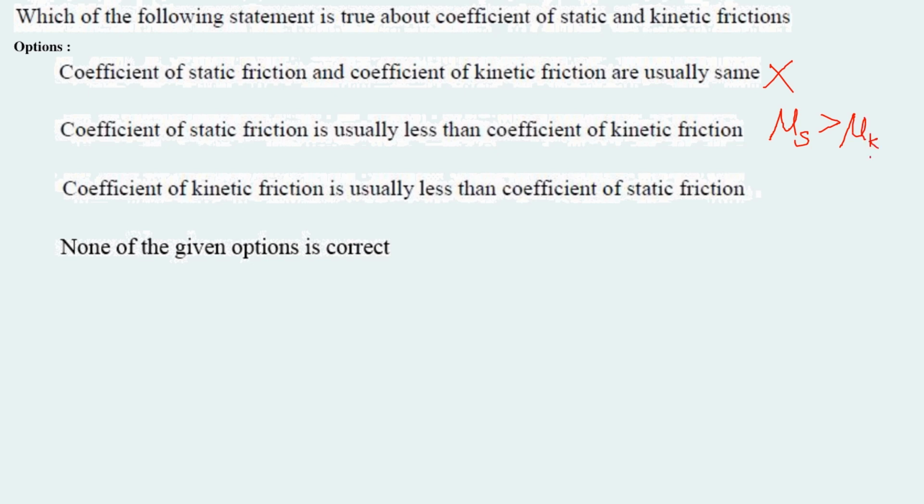So here, if we observe, option C seems to be correct, where they have given that mu k is less than mu s, that is, the coefficient of kinetic friction is less than the static friction, which is true.